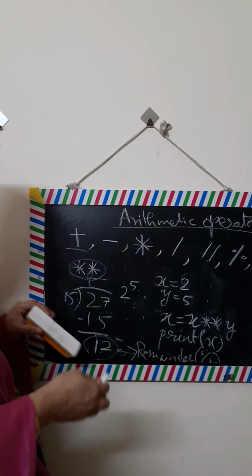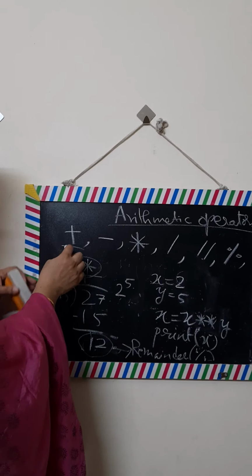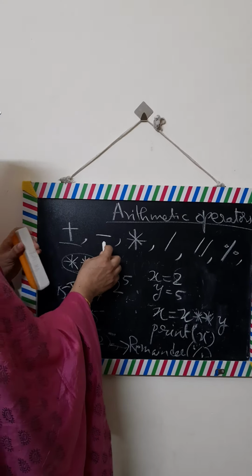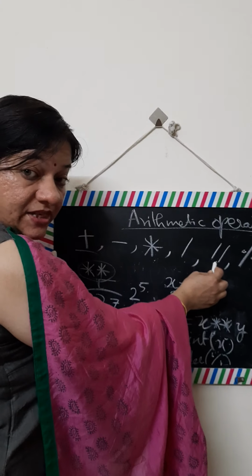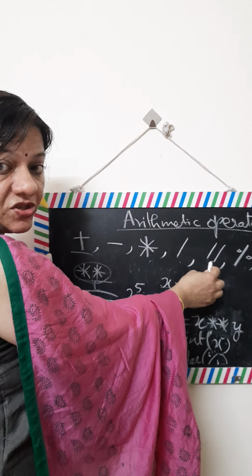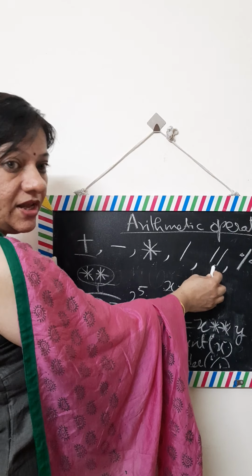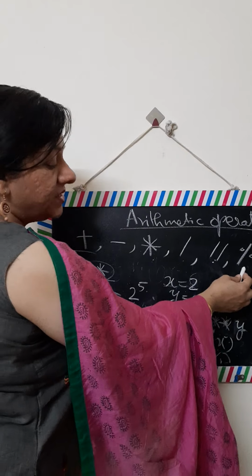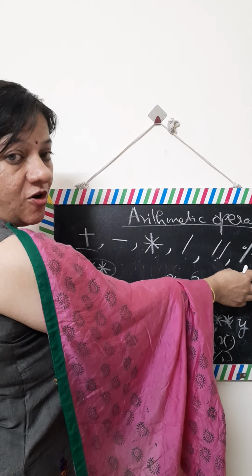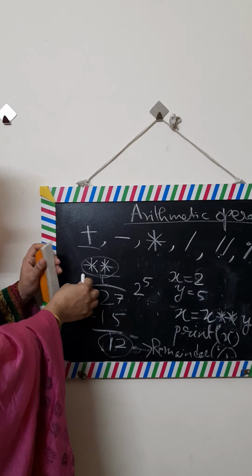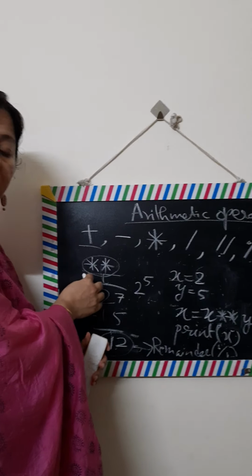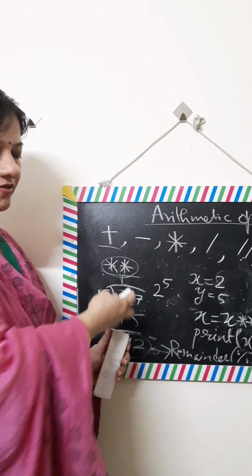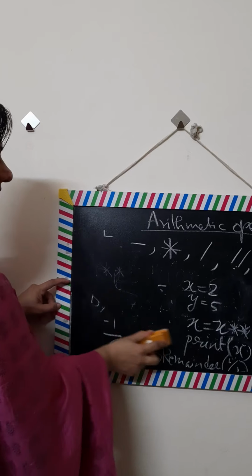Fine. Now let's quickly revise. Plus is addition, minus is subtraction, asterisk is your multiplication, forward slash is your division, double forward slash is your division with the integer part only. The quotient will be shown with only the integer part. Percentage stands for your remainder, how much remains, and double asterisk stands for the exponential part. Right? This concludes your arithmetic operators.